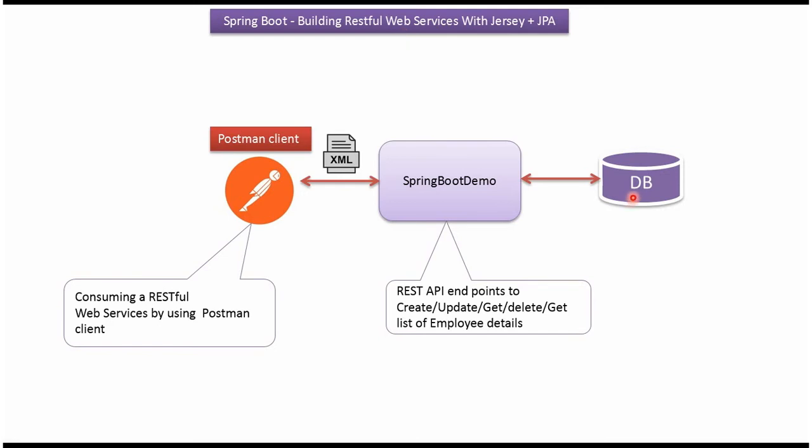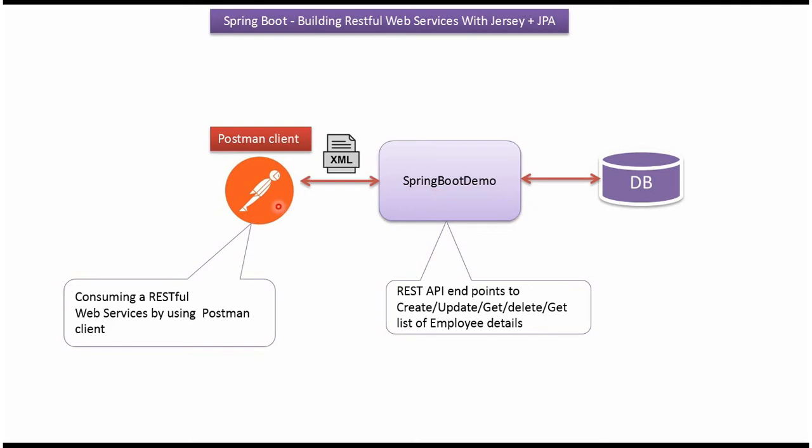Here you can see the database. In this example, we will use a MySQL database. Here you can see the Spring Boot demo application, and it exposes REST endpoints to create the employee record, update the employee record, get the employee record, delete the employee record, and get the list of employee records.